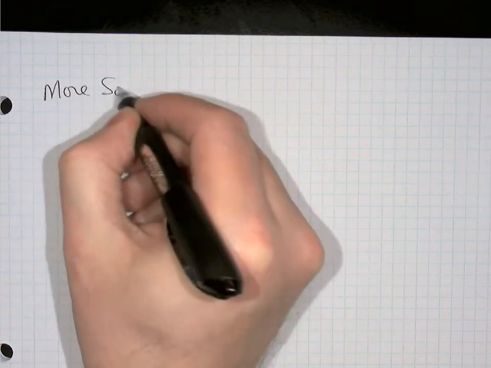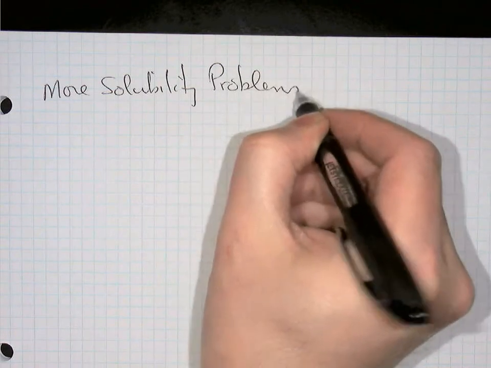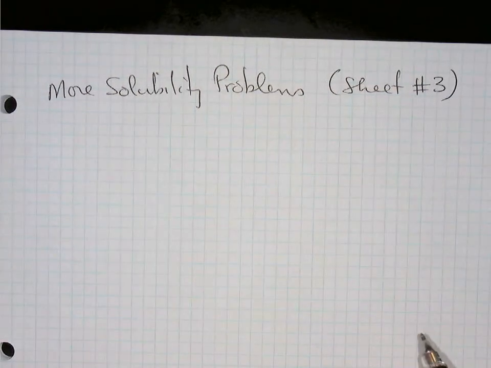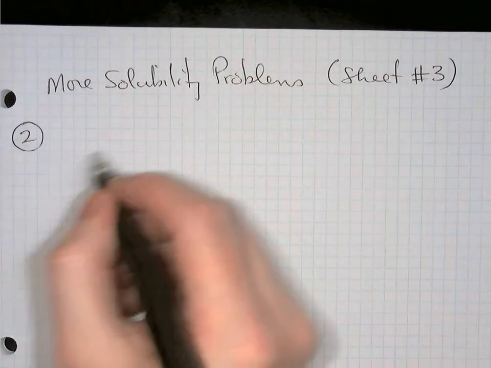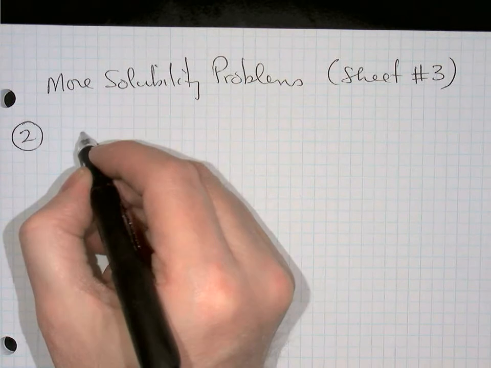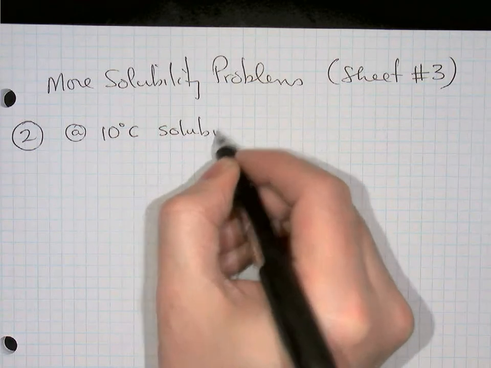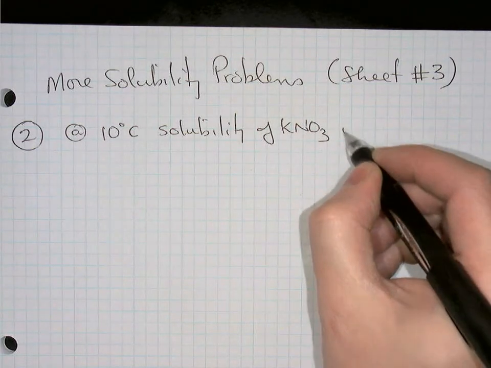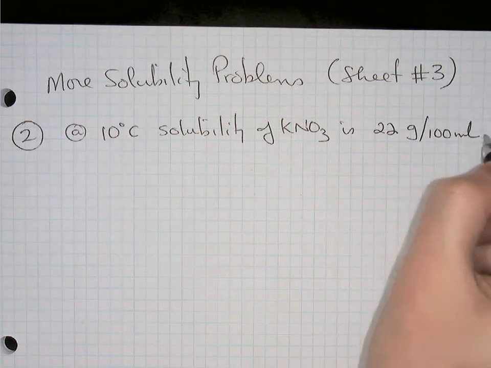So let me just put a title down here. This is more solubility problems, sheet number 3 in your booklet, and again that's on page 76. So what we're doing is question number 2, and the first thing I want to see in your answer is a statement of the solubility. So at 10 degrees Celsius, the solubility of the potassium nitrate is 22, I think we said, grams per 100 milliliters.